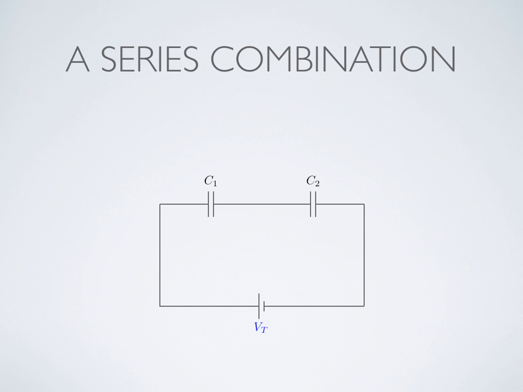Now that we've learned about Ohm's law, V equals IR, I want to go back and look at what happens when we have combinations of resistors. And first, I want to remind us that we already know something about series combinations from working with capacitors.